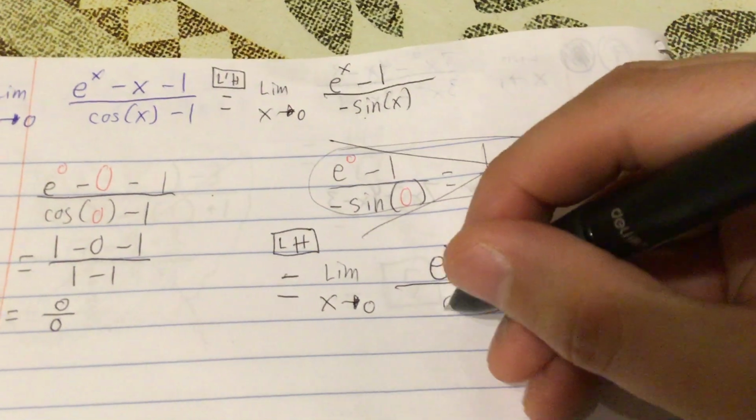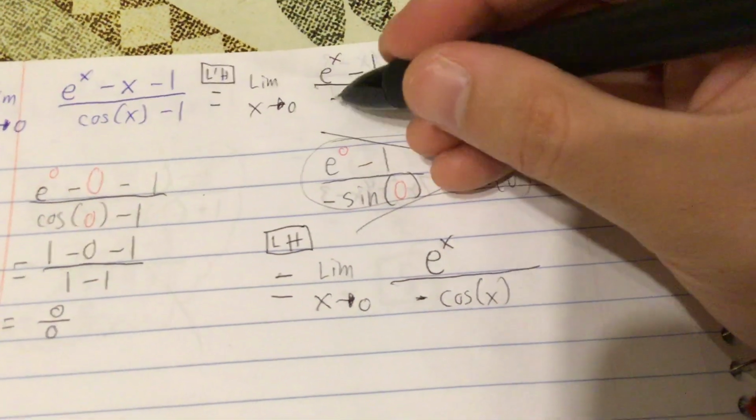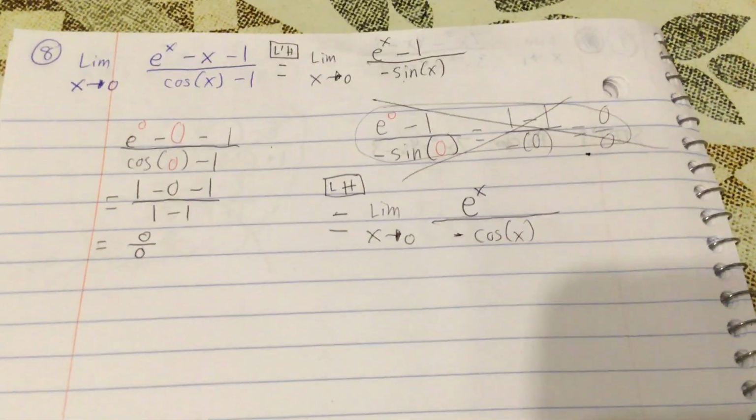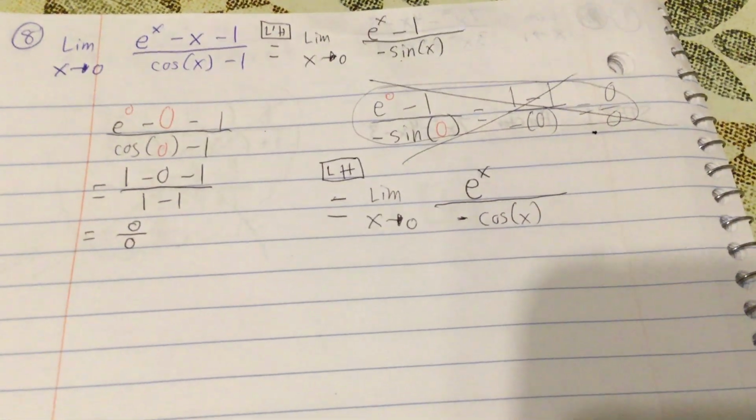Cosine of x. And I'm going to put a negative in front. Right? Because imagine a negative 1 in front. If I've got a coefficient in front of a trig function, I can just factor out the coefficient and take the derivative like normal. I don't need to do product rule.